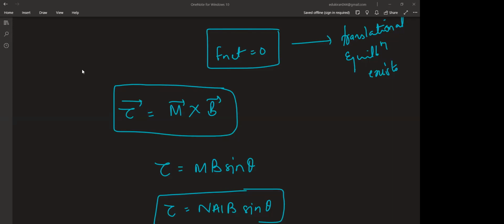Translational equilibrium means, see, one is rotational equilibrium. When the rotational component is not existing, it means rotationally all the torque is zero. Translationally in equilibrium means the body is not moving in a straight line. The body is static. That is what is meant by translational equilibrium.